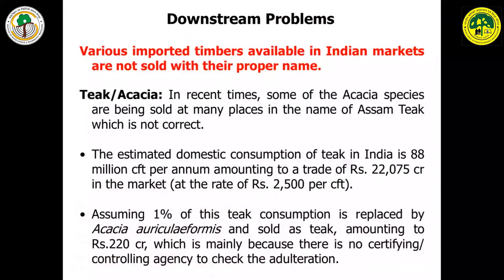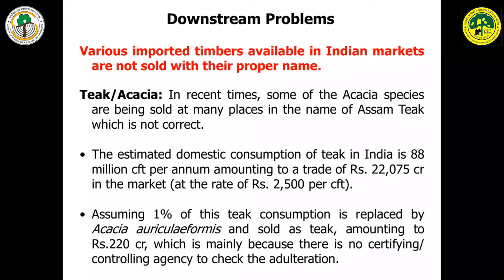Here I have listed a few problems. Many timbers look alike, but they are very distinct. When we see with the naked eye, we cannot make them out. Like teak and acacia, Acacia auriculiformis particularly, look very similar. Sometimes this acacia wood is also called Assam teak, which is just to confuse the buyer that it is a teak, but Acacia auriculiformis is not a teak.